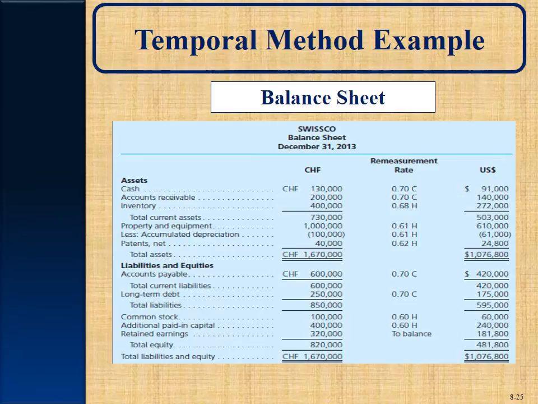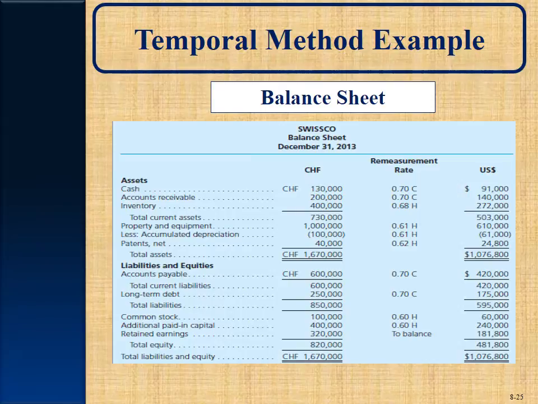Those total liabilities are still at 595,000. We translate our stock and paid-in capital at the historical exchange rate on the date that they were sold. So 100,000 and 400,000 francs were converted at 60 cents each. Yes, 60 cents per franc, and you still have $300,000.